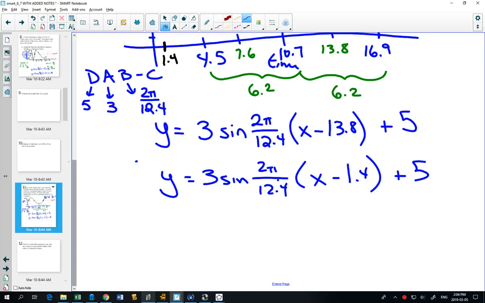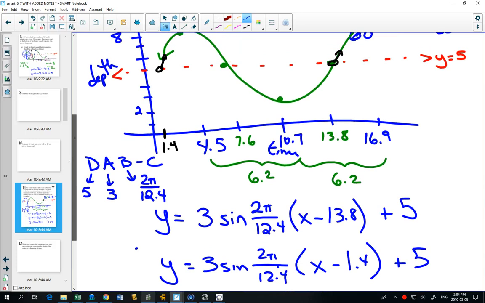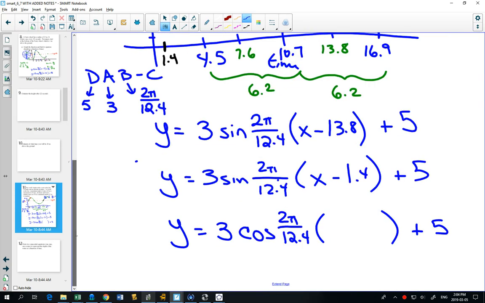If we wanted to write a cos graph, the amplitude's still 3. The b value is still going to be 2 pi over 12.4. The center line's still at plus 5. Where does a cos graph start? At a maximum. Right? That's shifted 4.5 to the right.